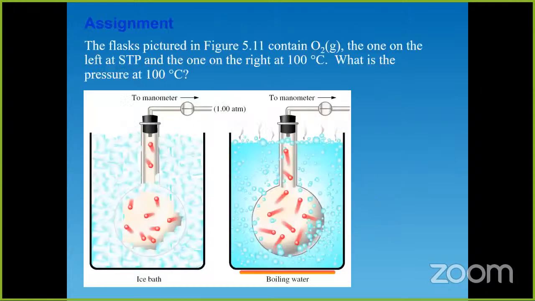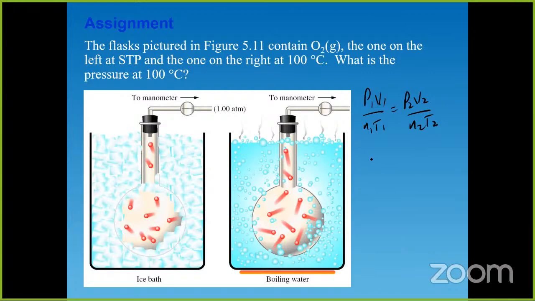Okay, so let's look at this example. This question says you have a flask which contains oxygen, one on the left at STP and the one on the right at 100 degrees Celsius. What is the pressure of the gas at 100 degrees Celsius? So the combined gas law would come into play. P1 V1 over N1 T1 equals P2 V2 over N2 T2. Now, fortunately for us, we can simplify this equation here.